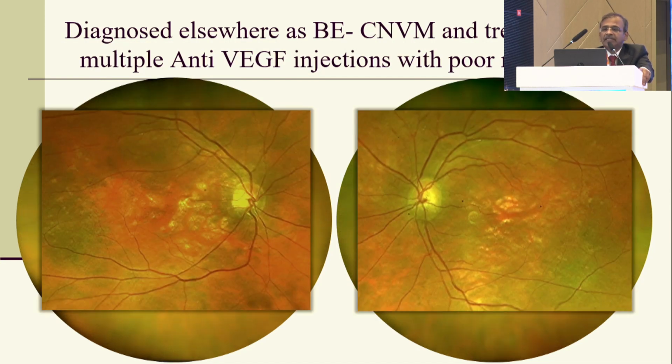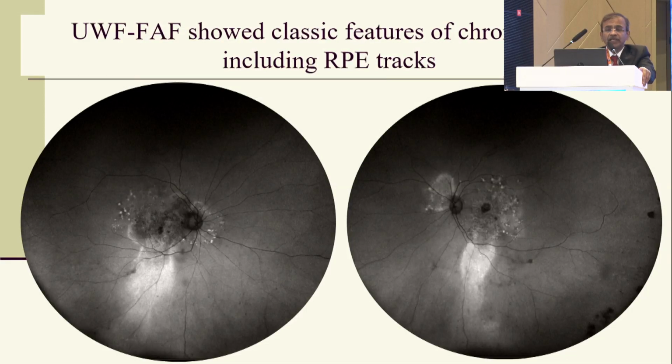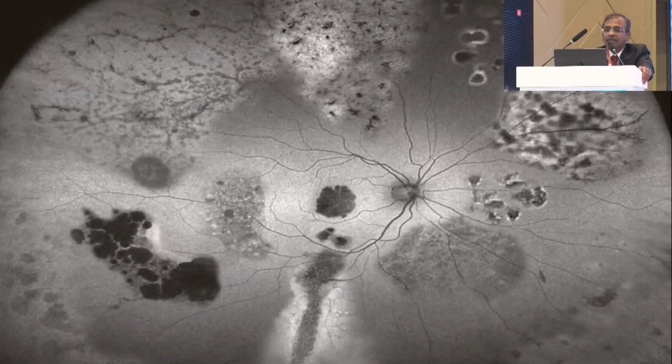You can see here that there are RPE changes right at the fovea in both eyes, almost similar picture. And this is his OCT picture where you can see that there is subretinal fluid, some RPE changes, intraretinal cystic changes. But if you do an FAF, you can see this is a classic CSR picture. You can see these gutter-like changes here in both eyes and speckled changes in the foveal area. So this is a CSR and not a typical CNVM.